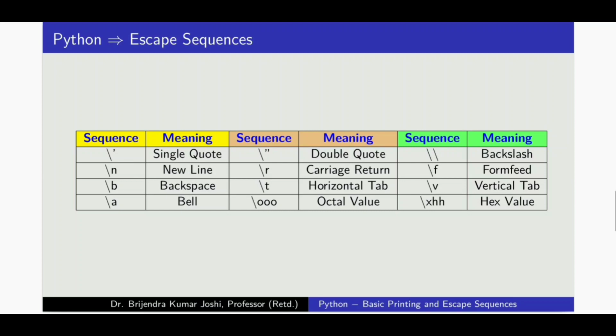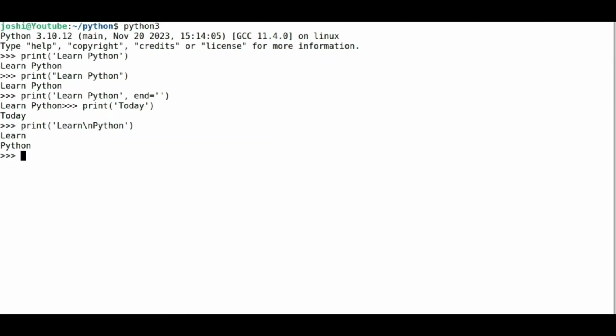\ooo, actually it is not zeros, it is the letter o, these are octal values. We'll see how they can be used. And \xhh, 2 hexadecimal digits. So these are the escape sequences which are recognized by Python and most of the programming languages. Okay, so let's have a look.